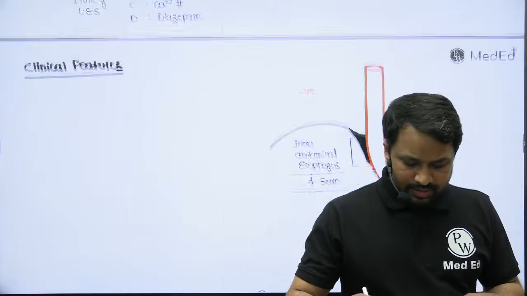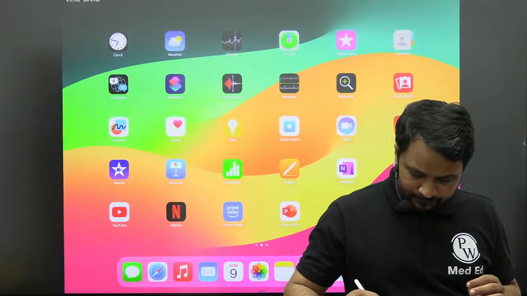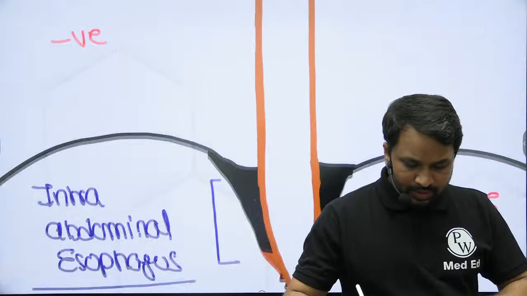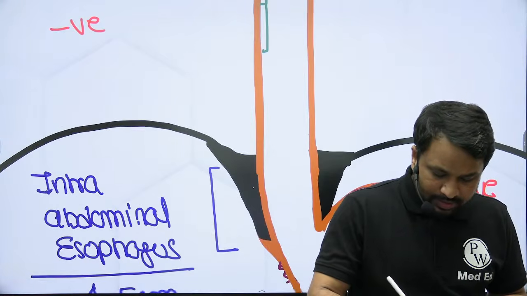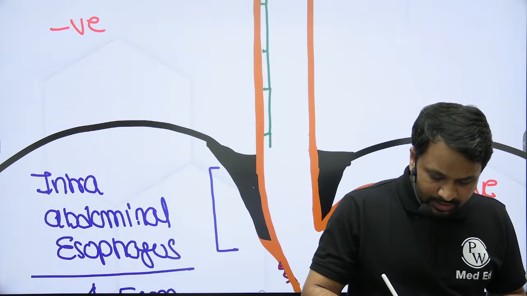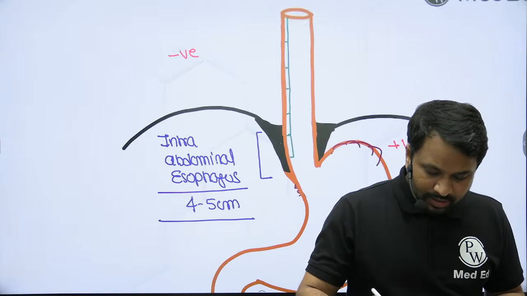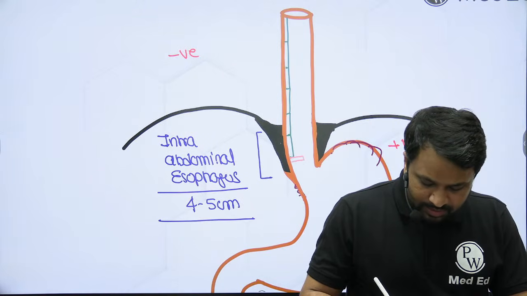So you need to understand that the entire esophagus is lined by squamous epithelial cells. The entire esophagus is lined by squamous epithelial cells. The last 2 centimeters of the esophagus is lined by columnar epithelial cells.